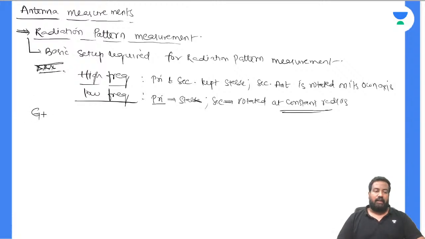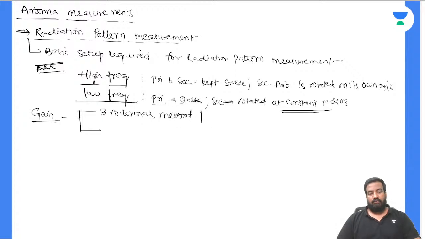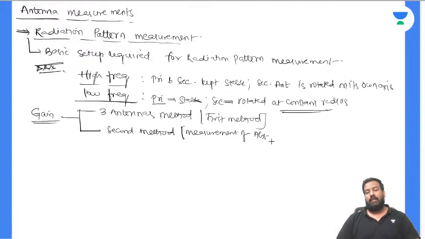Under radiation pattern measurement, two important things: measurement of gain and measurement of directivity. Under measurement of gain, we have seen the three antennas method, also called the first method. And we have seen the second method, which is measurement of absolute gain.